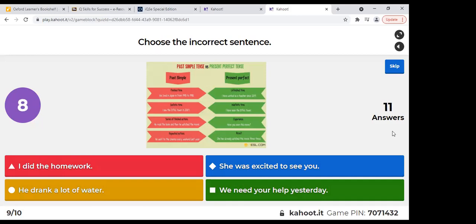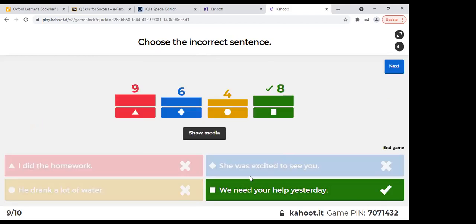Okay, looking for the incorrect sentence. I did the homework. She was excited to see you. He drank a lot of water. We need your help yesterday. Yeah, incorrect: "We need your help." How do we know this is incorrect? What's wrong? It should be "needed." We needed. Need is present. Good. And we know it should be past because of the word yesterday. Yesterday is in the past.